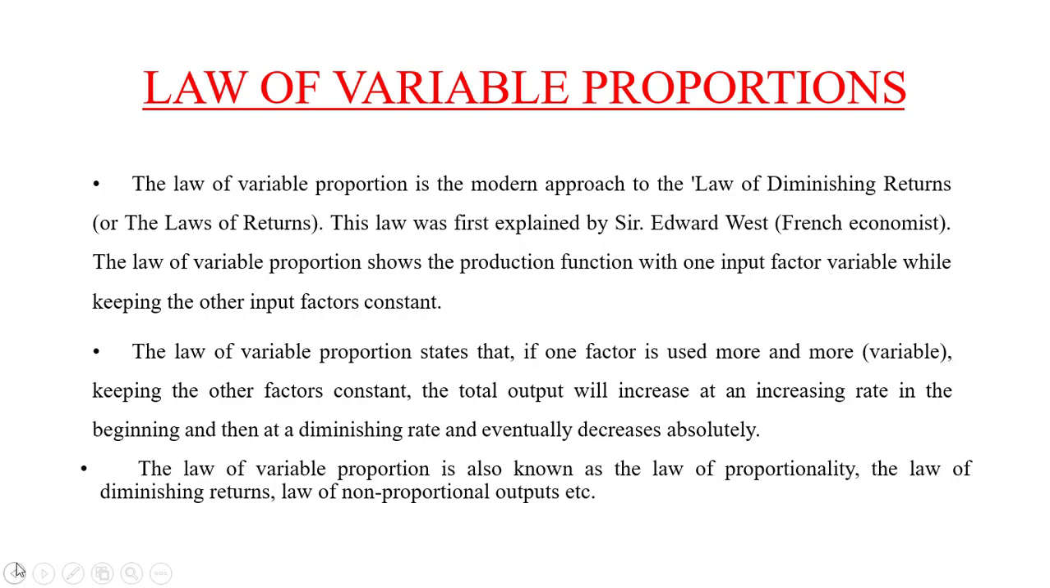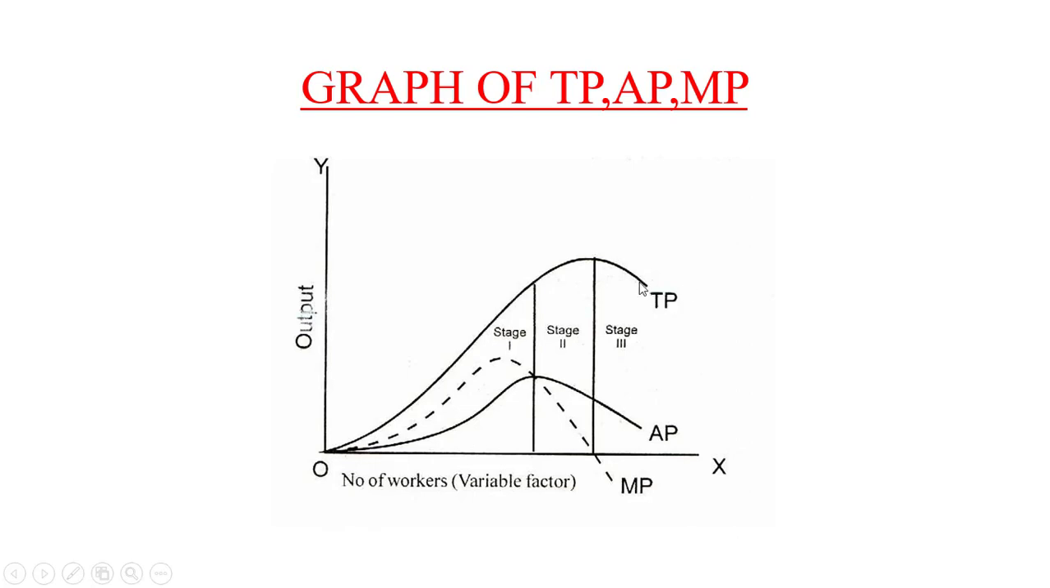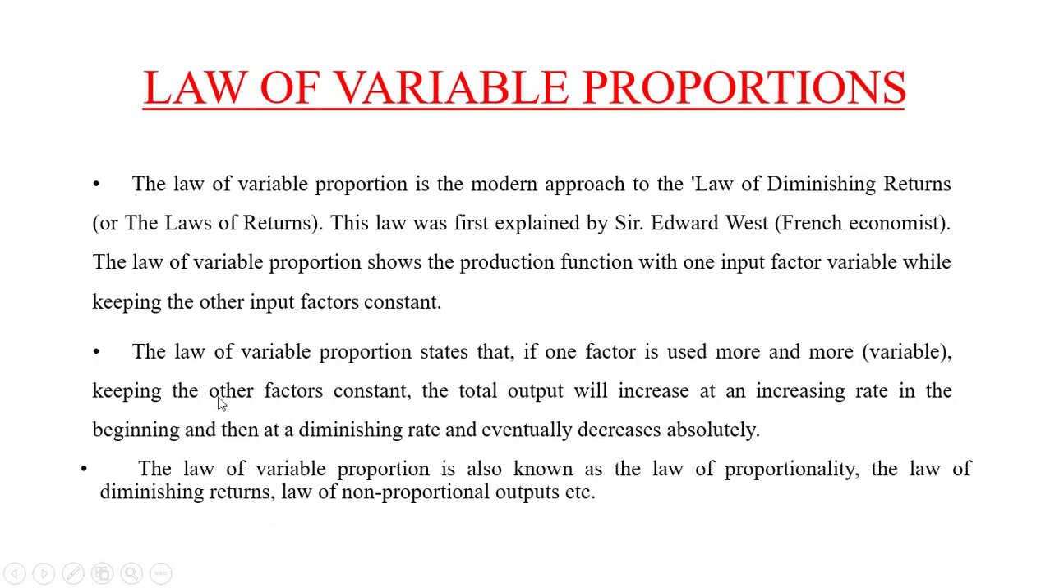That means it is the same diagram as it is shown here. The total output curve will also look like this: it will go up at an increasing rate, then go down. So this is again the law of variable proportion. Law of variable proportion is also known as law of diminishing return or laws of return, and it talks about the short run production function, that is only one input will vary or change and other input will remain constant.